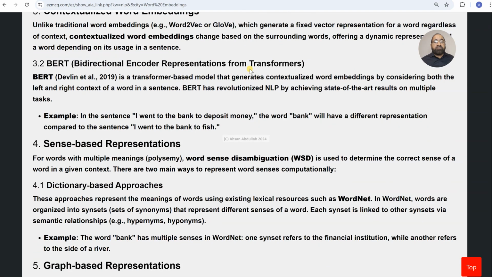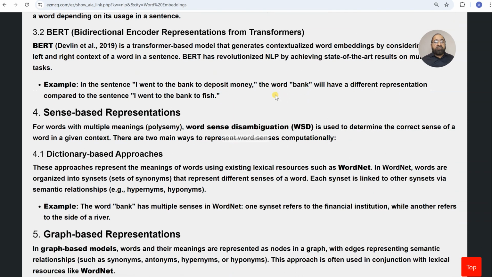And then we have BERT, using transformers. Take the sentence: I went to the bank to deposit money. The word bank will have a different representation compared to I went to the bank to fish. We cover BERT and transformers in more detail, or you can go to the main page and in the yellow box type BERT and you can get a lot of responses.